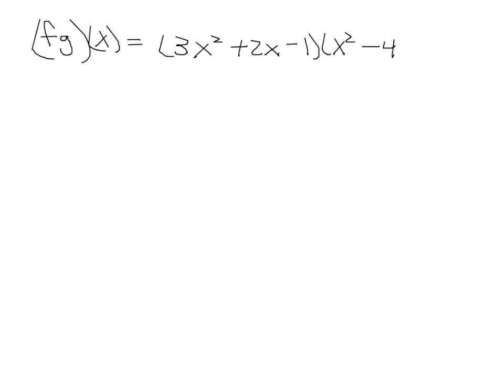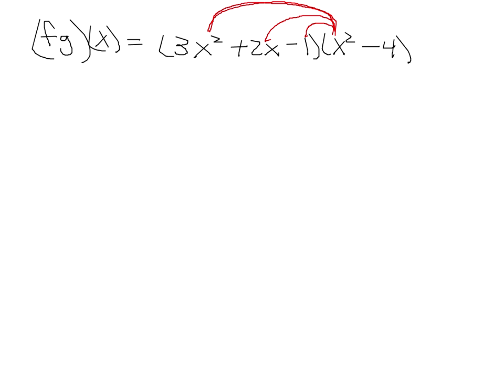Okay, now we're going to look at f times g. And so here I definitely need parentheses: 3x squared plus 2x minus 1 times x squared minus 4. Now the way I'm going to do this, I'm going to take this to each number in the parentheses. So I'm going to go this way.